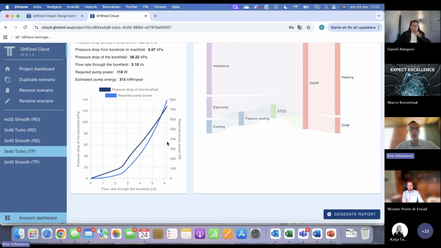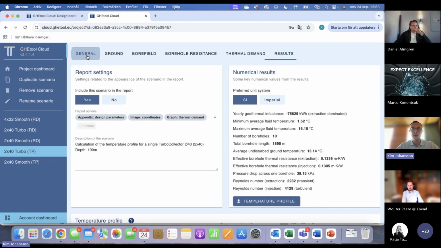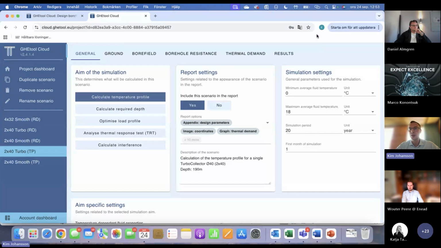These were the examples that we had for the simulations. I hope you find them interesting.